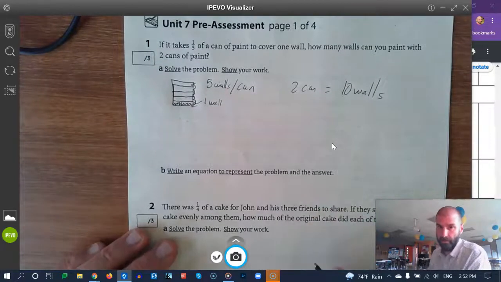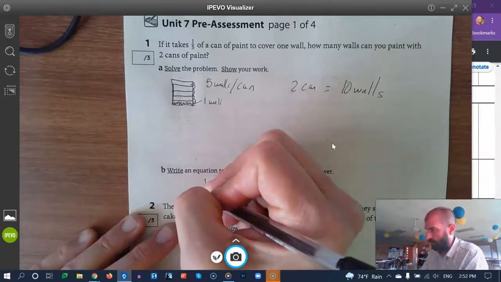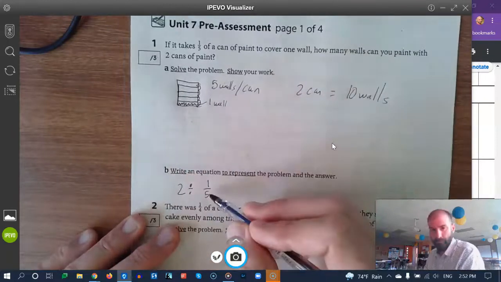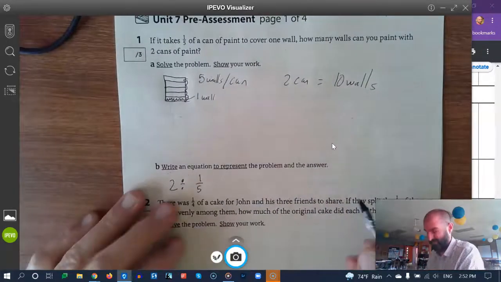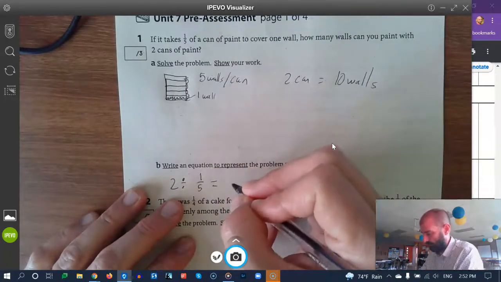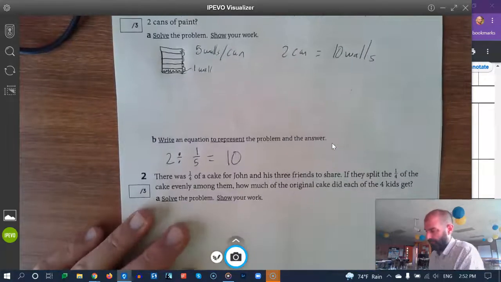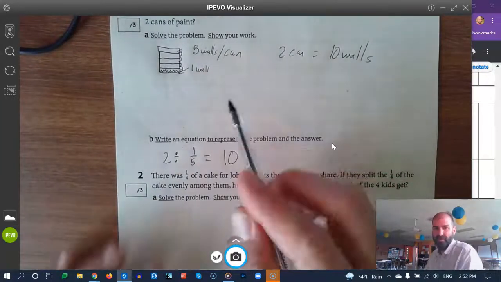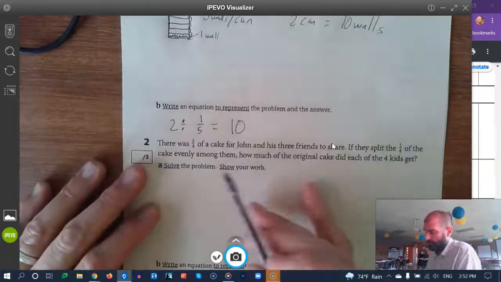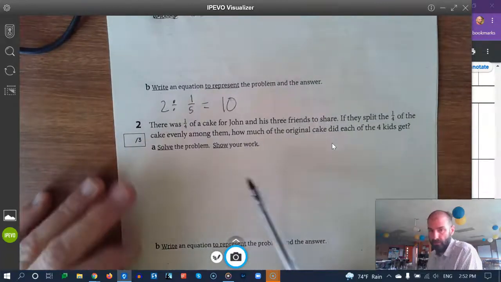What's my equation? No, it's 2 divided by 1/5. So I have those 2 cans. I'm dividing them into 1/5 groups, and then that is equal to 10. All right. So you'll see for skill 1, I think that's this one, and then another one coming up. This is a different skill. There was 1/4 of a cake for John. Same thing though. Good work, good answer, and good equation.